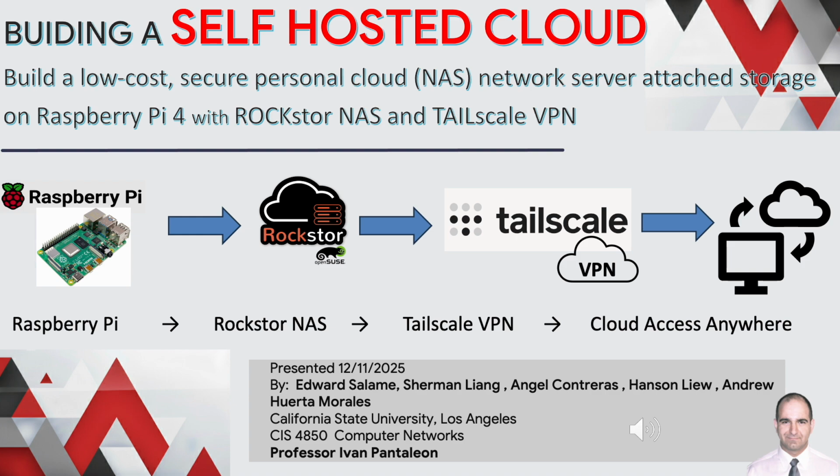Today our team will be sharing how we built our own personal cloud storage system, a secure, low-cost alternative to commercial cloud services using a Raspberry Pi 4, Rockstor NAS, and Tailscale VPN. With this setup we created our own personal cloud, like Google Drive, but faster, private, and subscription-free.